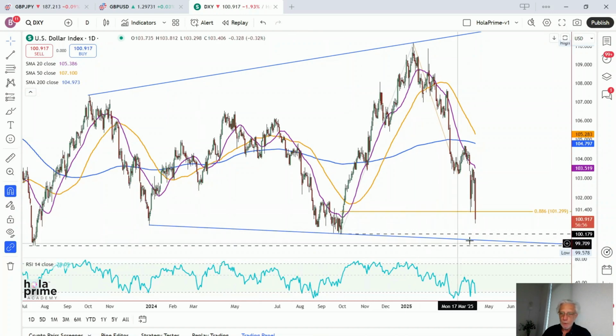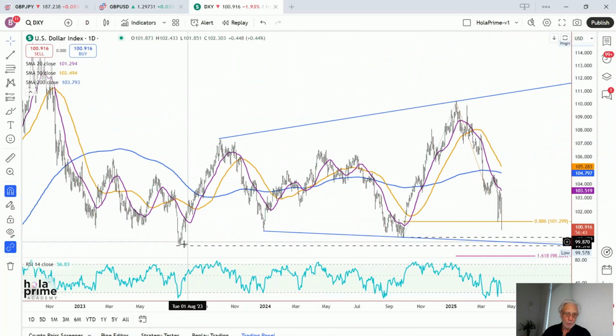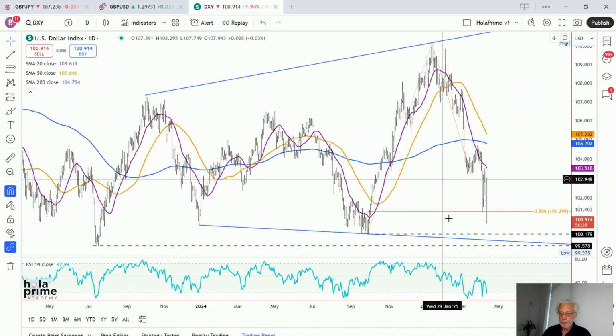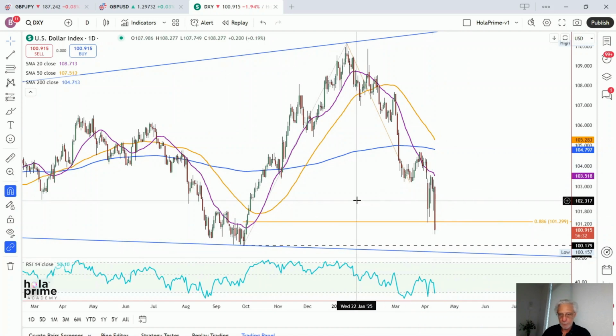And since we have this potential broadening formation here, the initial target would be this target here, but it also could go a little bit lower based on this broadening formation, or it comes down to reach this previous swing low here around 99.57 if it keeps falling. So you could use that information with your dollar pairs.